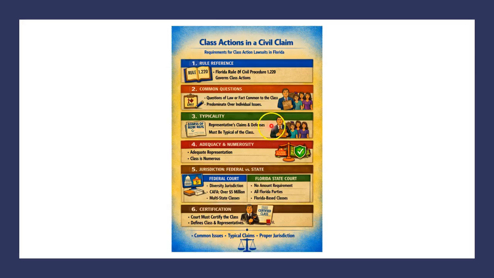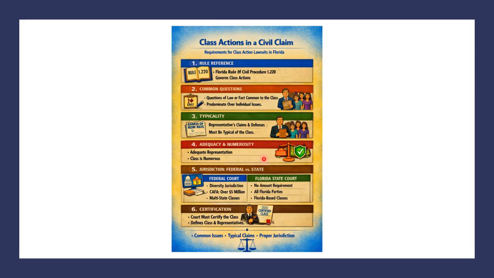The representative's claims and defenses must be typical of the entire class. And adequacy and numerosity: adequate representation, and the class is numerous.